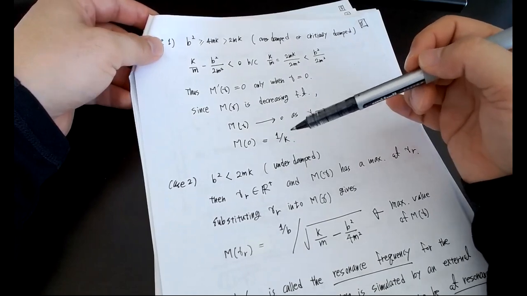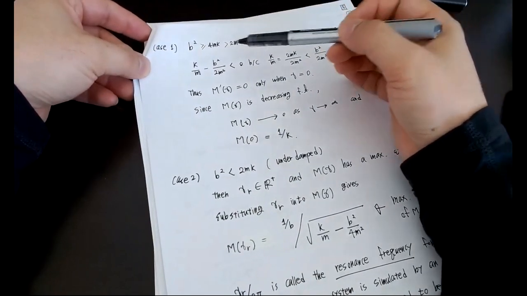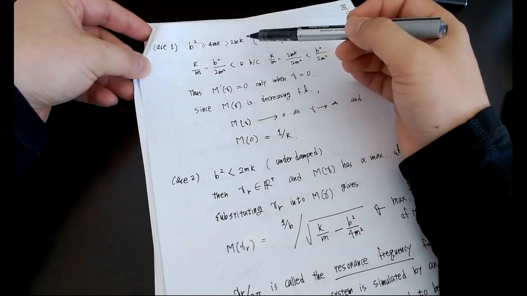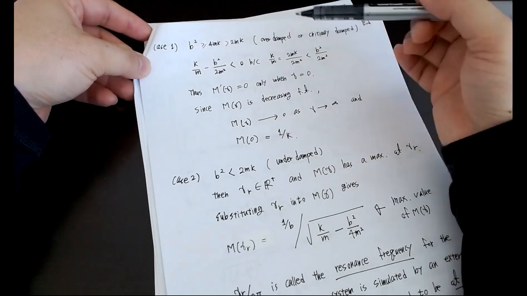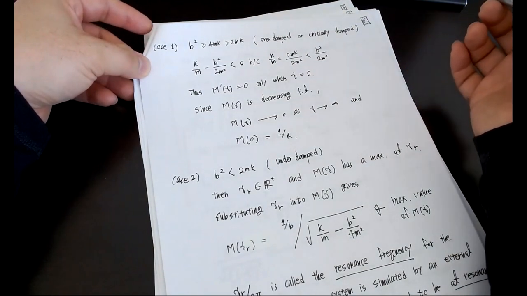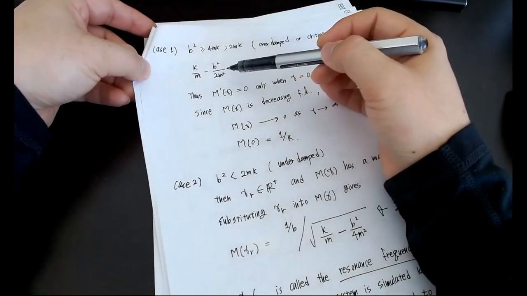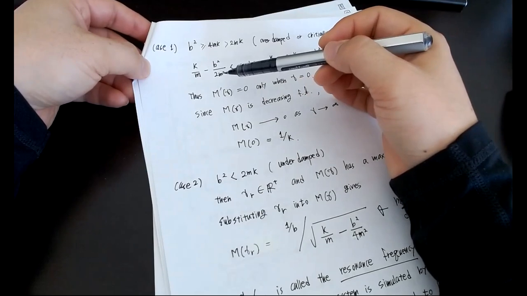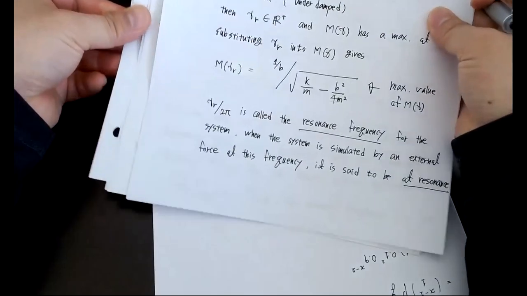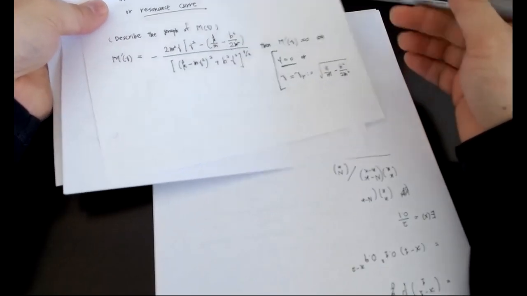So let's see the first case. b squared is greater than or equal to 4mk, or greater than 2mk. It means that the auxiliary equation is going to have two distinct roots, simple roots, or a double root, right? So then, k over m minus b squared over 2m squared. What is this? This is one of the critical values, right? Remember that right there.